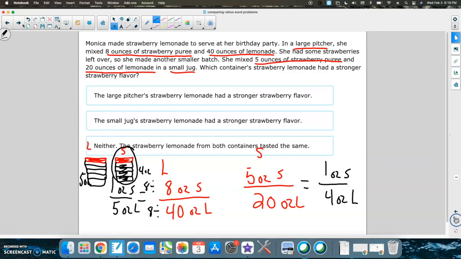Now, if that doesn't make sense, you can always do this. Butterfly method. 8 times 20 is 160. And 40 times 5, that's 200.